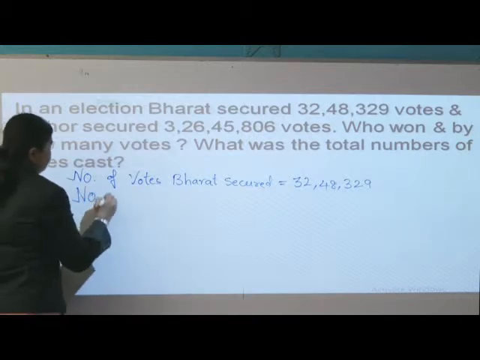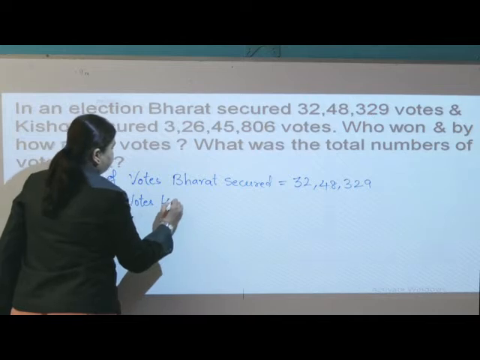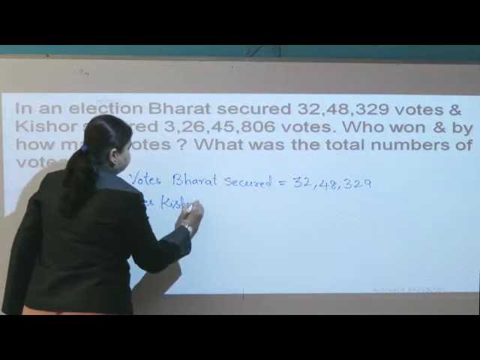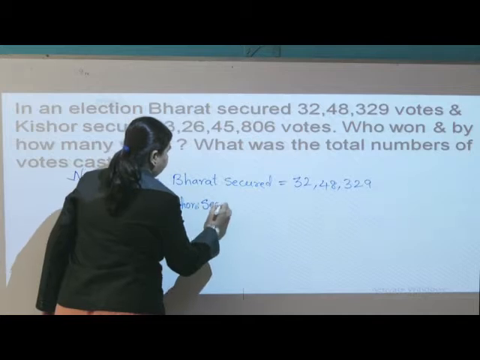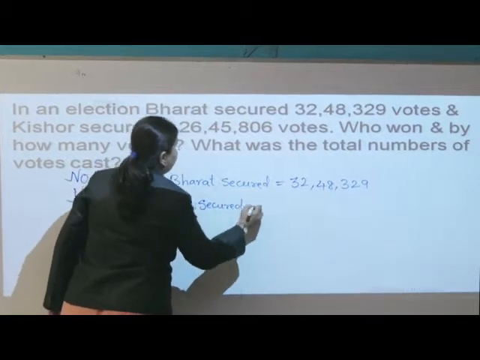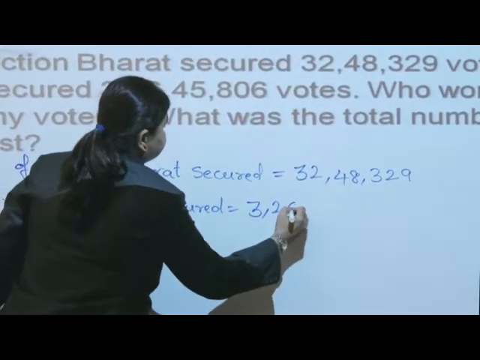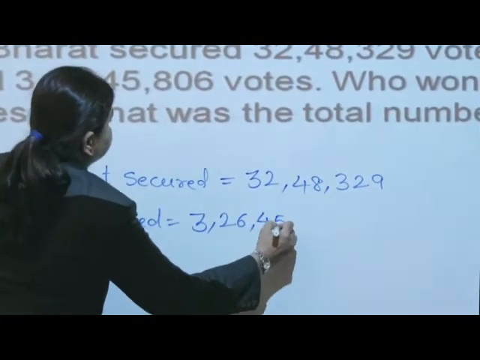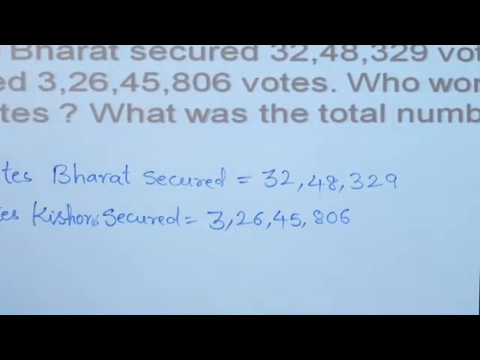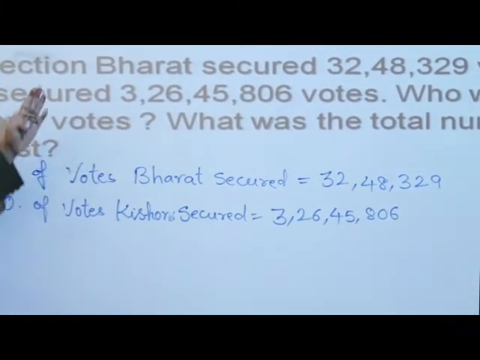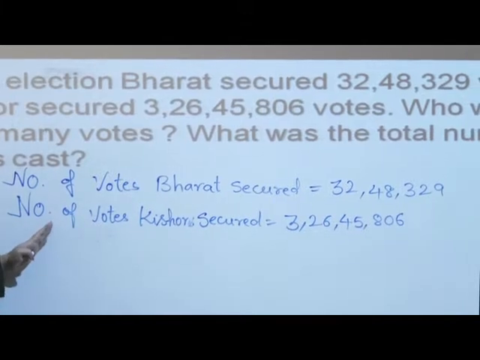Second is Kishore. Number of votes Kishore secured is how much? It is 3,26,45,806. I had done nothing else, I just read the statement, read the problem and written the solution for this.